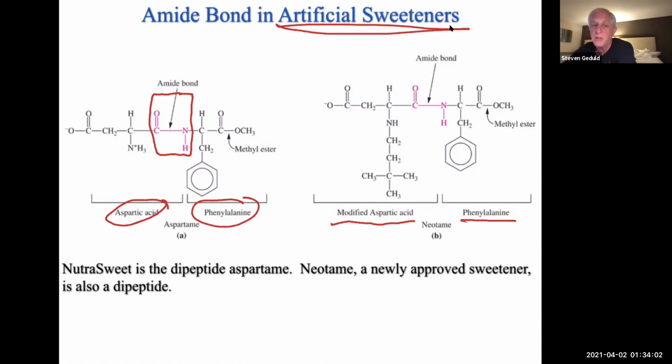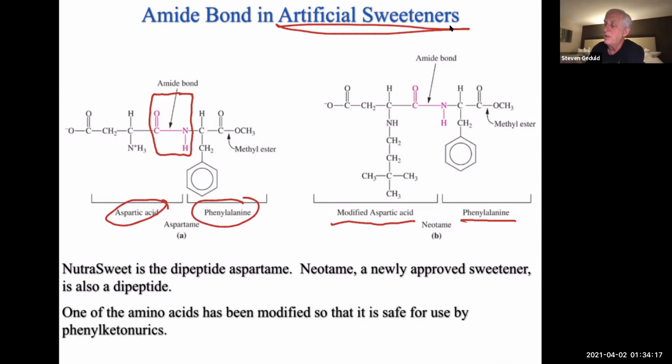Okay. NutraSweet is the dipeptide aspartame. Okay. Neotame is a newly approved sweetener that came on the market, and it's also a dipeptide. There are 2 amino acids, so it's a dipeptide. Okay. One of the amino acids is modified, so it's safe for use by people with phenylketonuria.